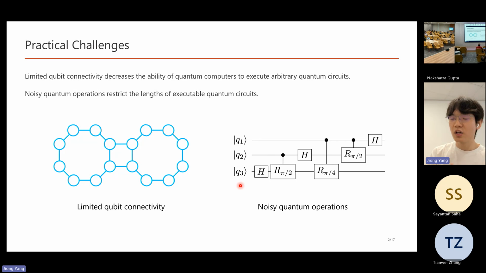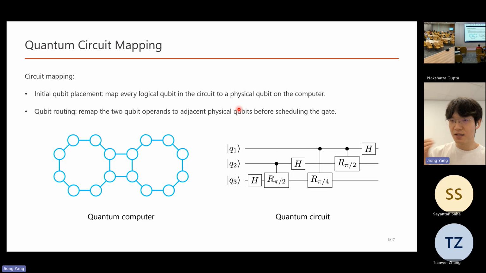and this error accumulates over the execution of gates. In order to control the error of the circuit output within a reasonable range, we have to restrict the length of executable quantum circuits. Fortunately, these hardware challenges can be mitigated at a software level by compiler optimizations. In this talk, we are going to solve one critical step in the compilation, which is called quantum circuit mapping. Let me use an example to illustrate the quantum circuit mapping problem.